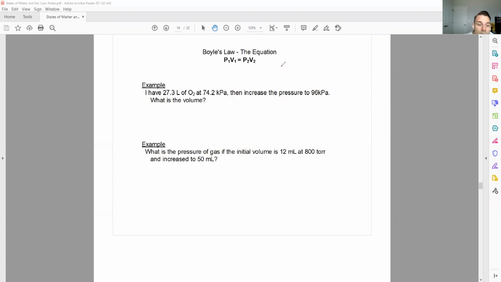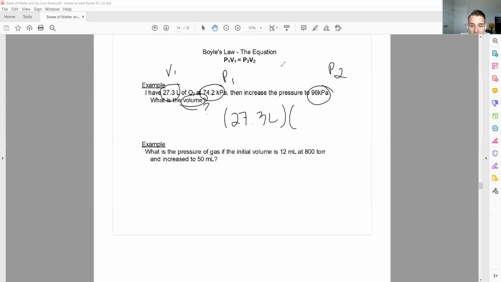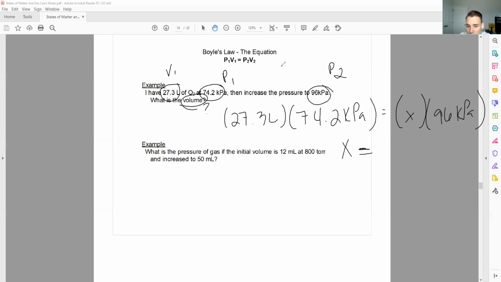What is the volume? So 27.3 liters, that is going to be my initial volume. 74.2 is going to be my initial pressure. Then I increase the pressure to 96, so that's my P2. What's the volume? That's my question mark. Okay, so now you just plug it all into your equation. So I'm going to take 27.3 liters, 74.2 kilopascals, they're multiplying each other, is equal to X times 96 kPa. When you do that math, X will be 21 liters, keeping your 2 sig figs based on 96, which has 2.